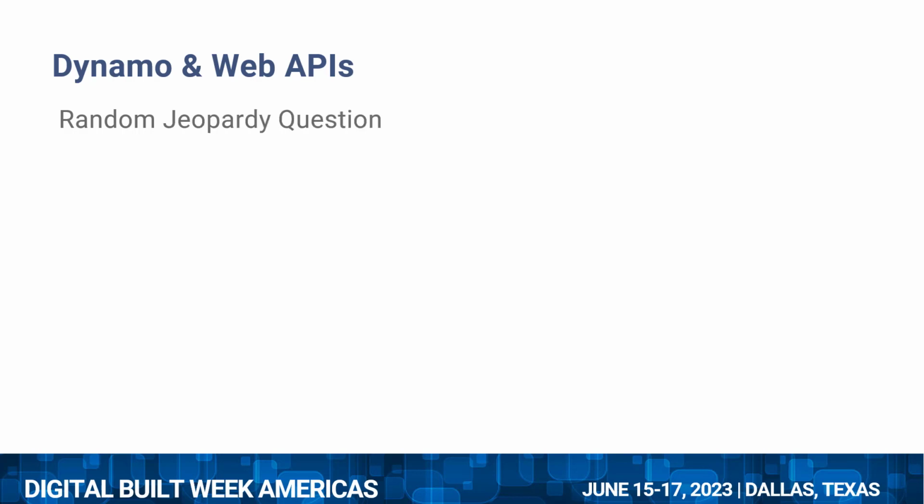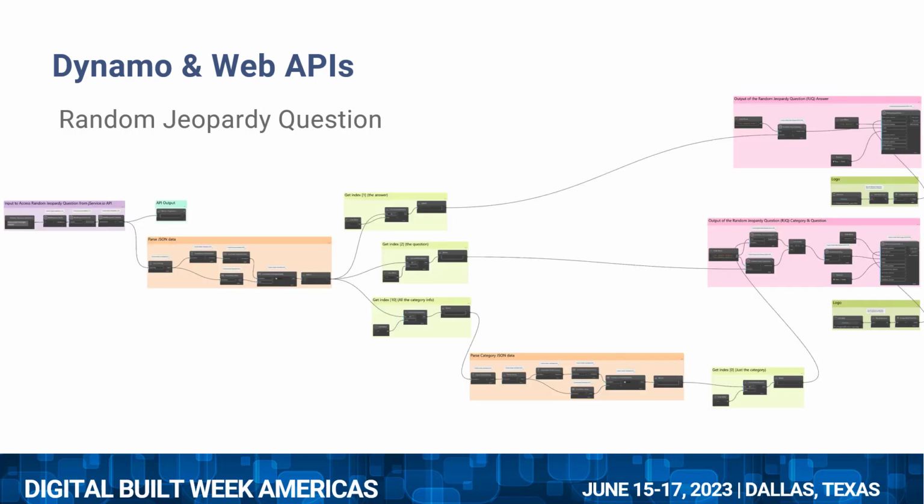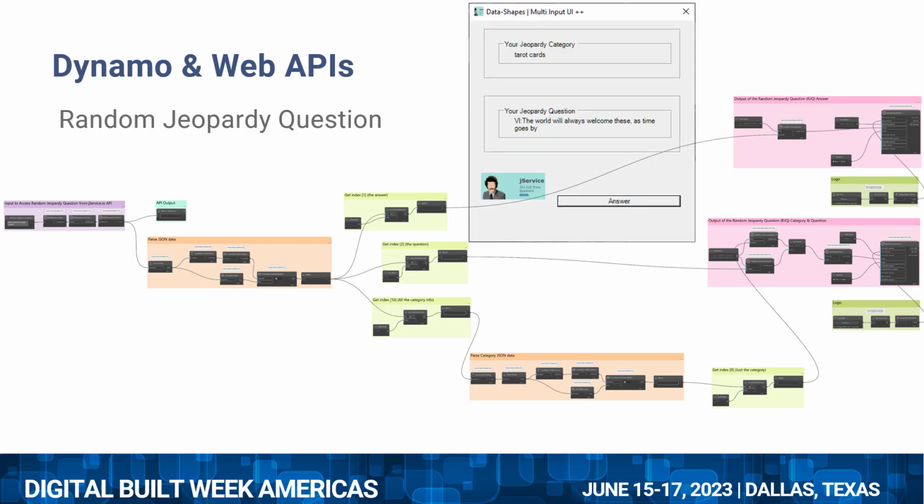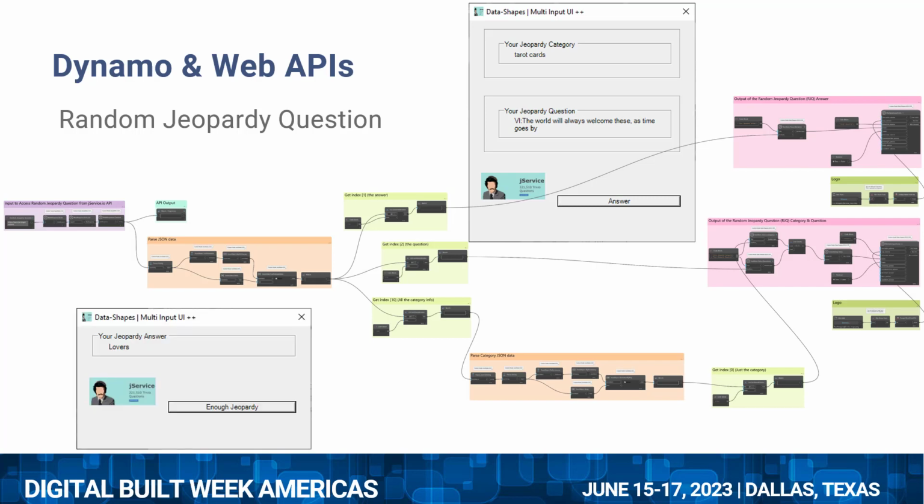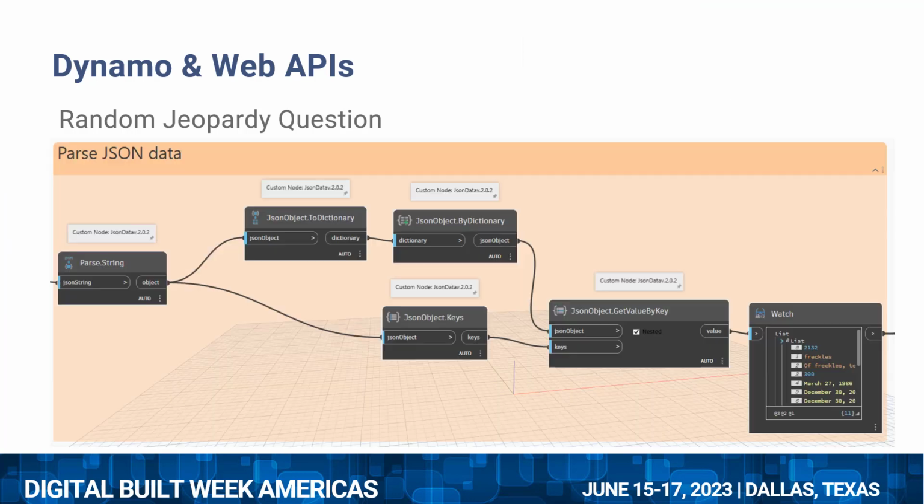The next place that I learned was some random Jeopardy questions. Yes, someone has made an API that stores every single question ever asked on Jeopardy. And to get that information with a Dynamo graph, this is what it looks like. And what it does is it gives us another one of those Data Shapes pop-ups that gives you the category and the question, gives you some time to mull over what the answer might be. You click on the answer button and you see the answer. A little bit of good fun, but of course, like everything else, there was a lesson that I had to learn along the way to make this work.